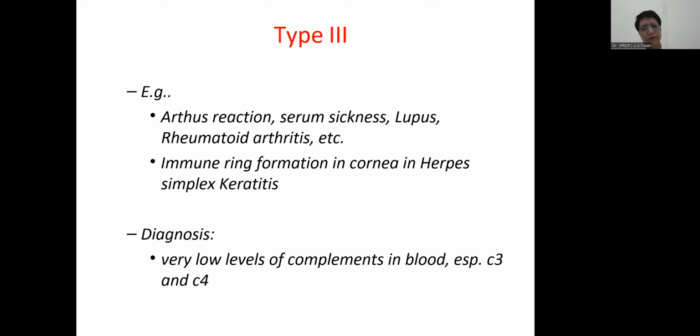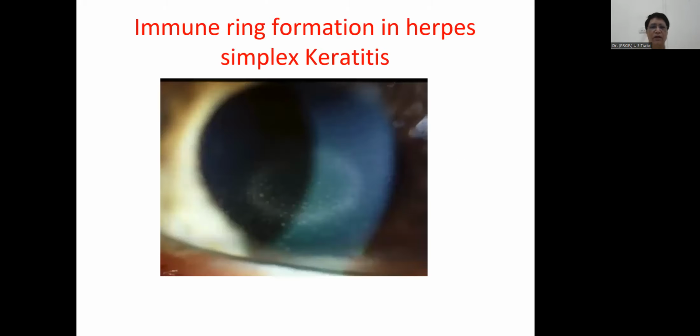The diagnosis of type 3 is demonstration of very low levels of the complements in the blood, especially C3 and C4, which will clinch the diagnosis of type 3 hypersensitivity reaction. Now, this is what I was talking about: the immune ring formation of the herpes simplex keratitis. It is an example of the type 3 hypersensitivity reaction.